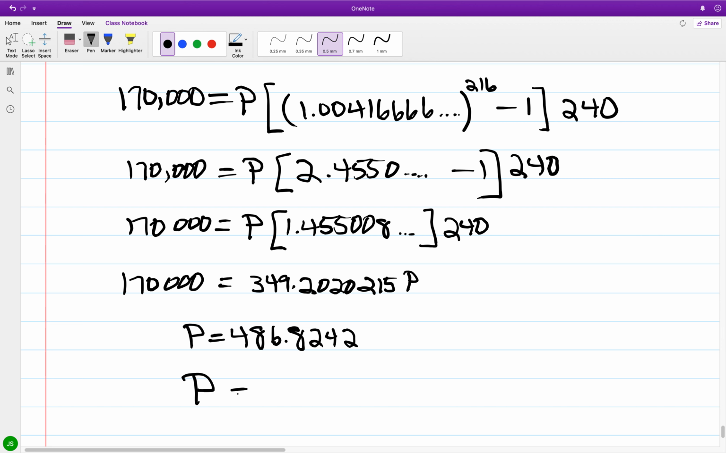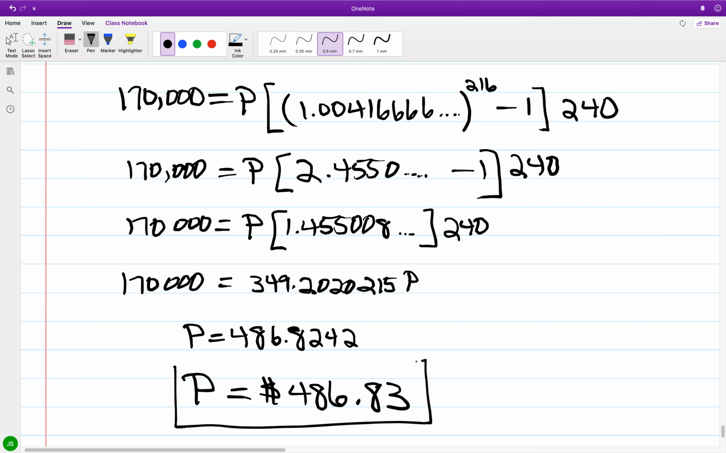So rounding up turns out that for about how much must be put in every month to have at least $170,000 after 18 years. So we're looking at the future value, or I should say the present value, in order to get to the future amount of 170 grand. We're looking at $486.83 a month.